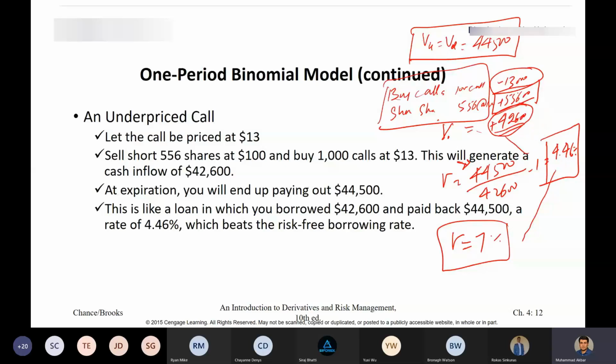Again, it is an arbitrage. Being able to invest at a rate higher than the risk-free rate, or to borrow at a rate lower than the risk-free rate, both result in arbitrage. So if the call is overpriced, you will be able to earn a rate of return higher than the risk-free rate. And if the call is underpriced, you will be able to borrow at a rate less than the risk-free rate.